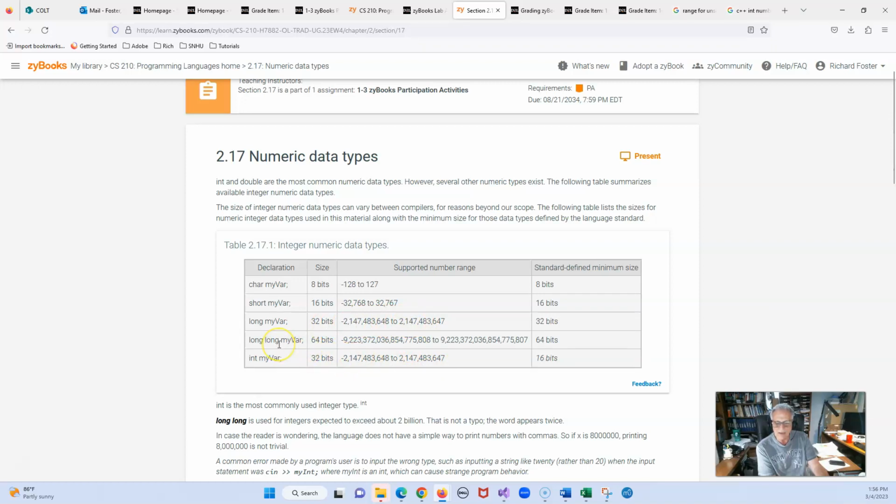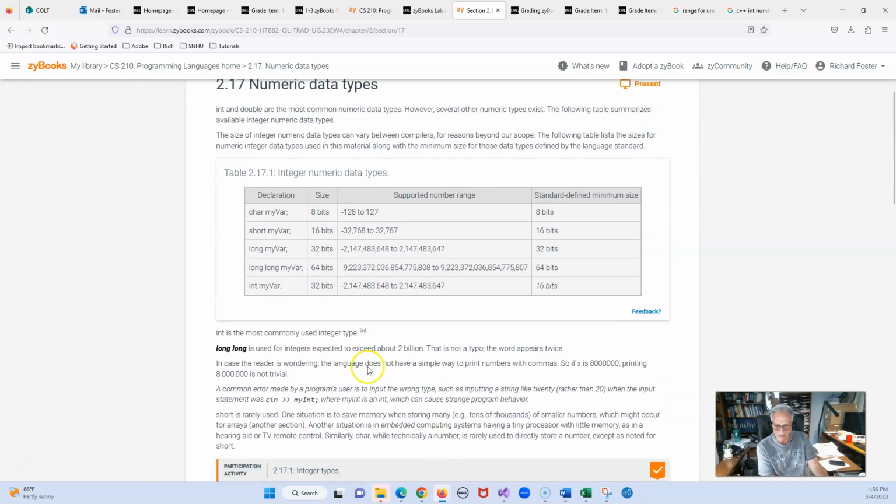So here now we have a long, and that goes up to 9 billion. So just remember long, and basically it's long repeated twice. It's not a typo, and they do tell you that it's not a typo.